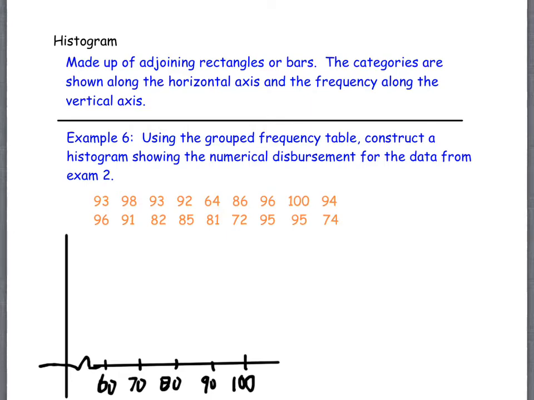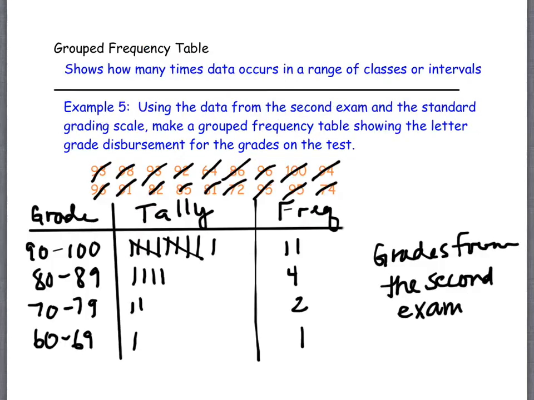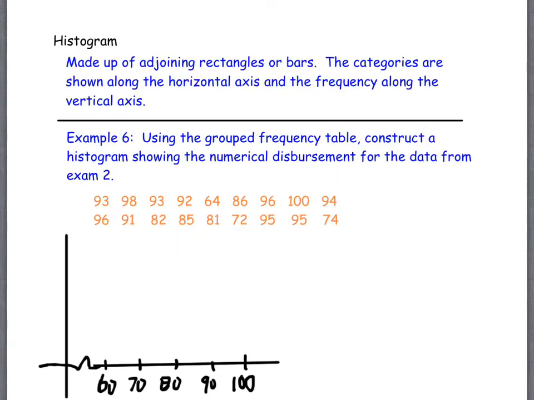Our frequency along the side will depend on the frequencies in our data set. We have frequencies from 1 up to 11. You can mark them out by 1s, that's okay. I'm going to mark mine out by 2s: 2, 4, 6, 8, 10, 12. Again, they need to be evenly spaced. Otherwise, it gives the illusion that something's happening that's really not supposed to be happening there.